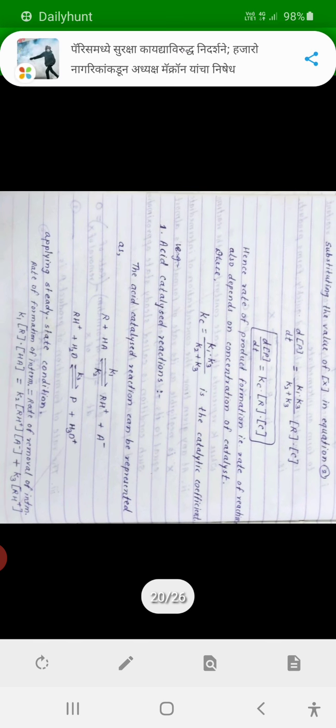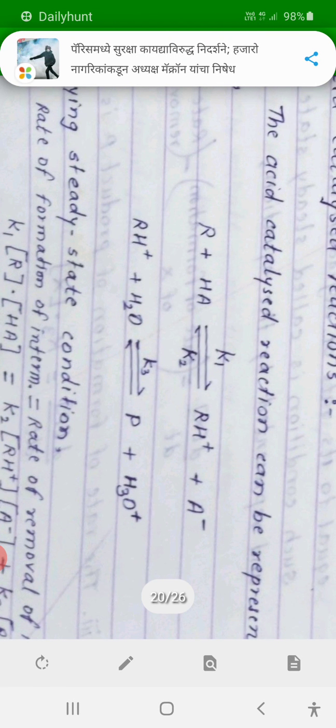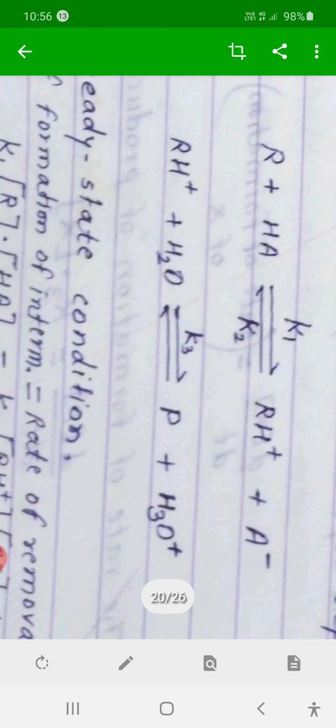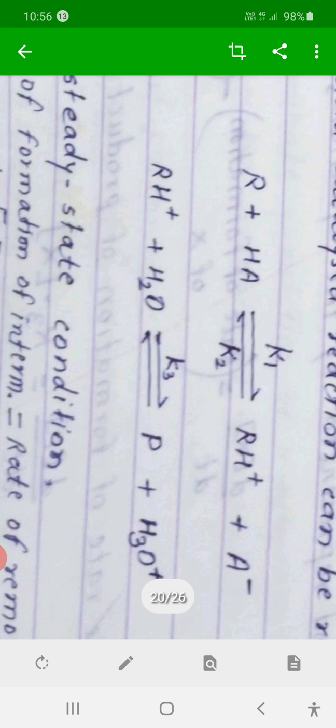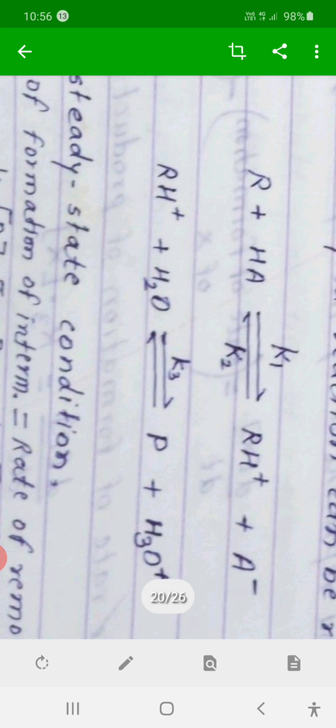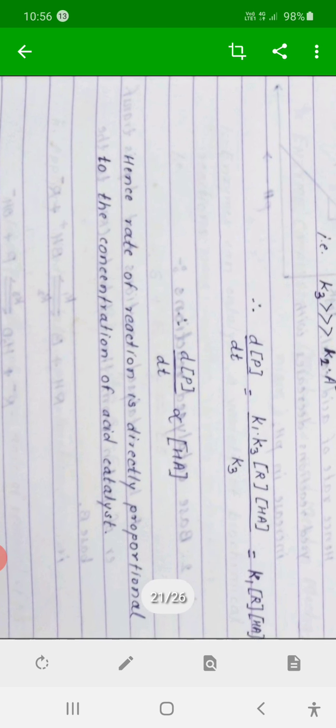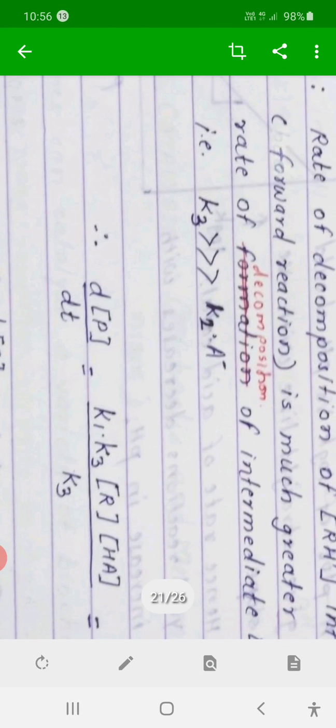What is the next possibility? Second possibility, that RH again generates R plus HA by the backward reaction, that is K2. The value of K2 is very much larger than K3. That means the rate of generation of product is less. This one is the second possibility. Consider these two possibilities. First we consider the first possibility, that is K3 is very much larger than K2.